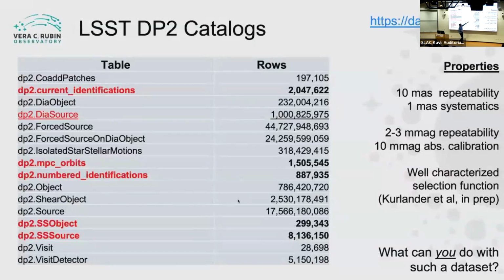And you're going to see the scales here. There are some tables that are truly gigantic. So force source and force source on the objects are 44 billion and 24 billion rows. Fortunately, we generally don't care about those. Solar system related tables are on the order of a few million. So for a lot of the science, the easiest thing to do is just take the whole thing, load it into a data frame, and go have fun.